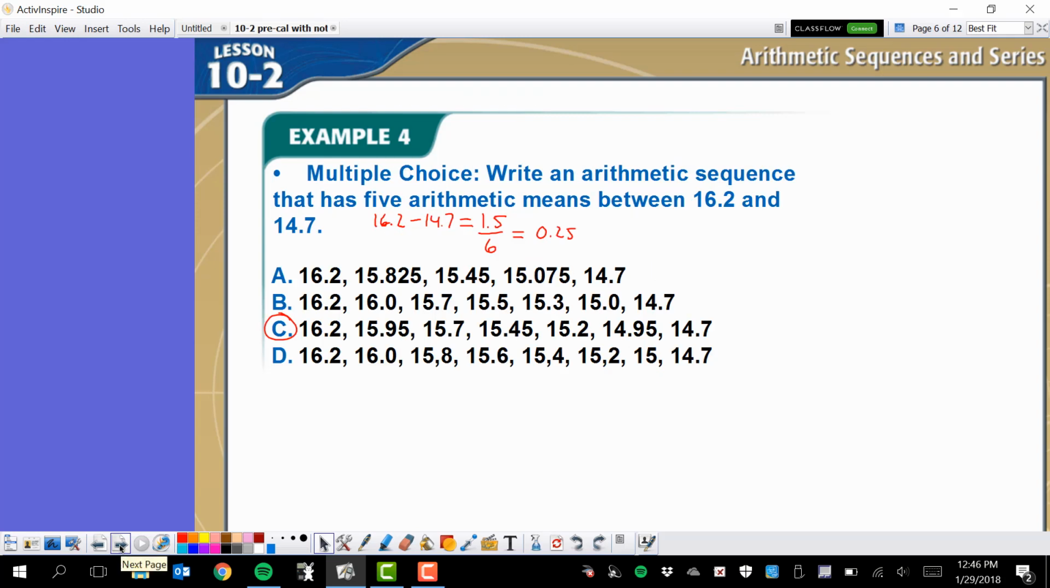Here's another chance for you to practice. Obviously the answer choice is C. I'd pause the video here and make sure that you can do this and do it correctly and get C on your own. If you're not getting C on your own, just make certain that you're subtracting correctly. The distance between 16.2 and 14.7 is 1.5. Again, this has 5 arithmetic means, which means 5 numbers in between, just like the last one. So I'm going to divide by 6 here to get 0.25, and then subtract that to get the missing terms in between 16.2 and 14.7.